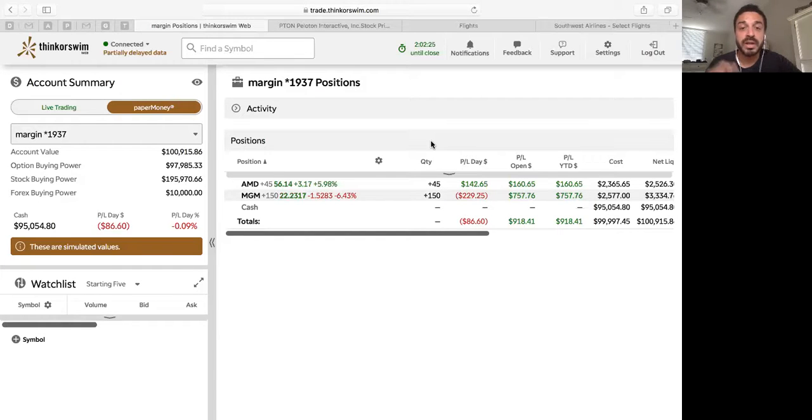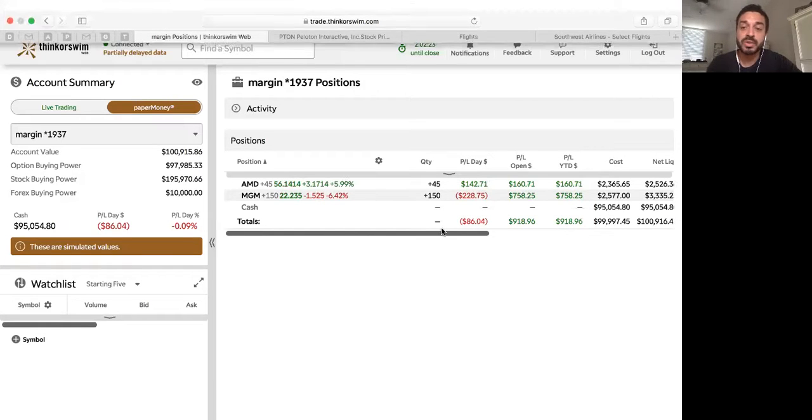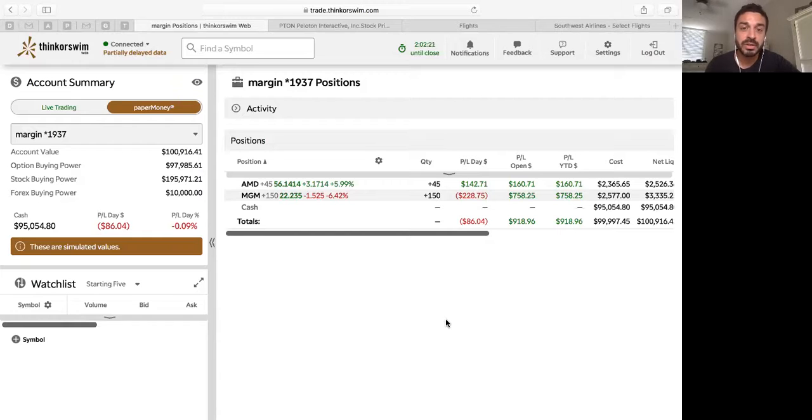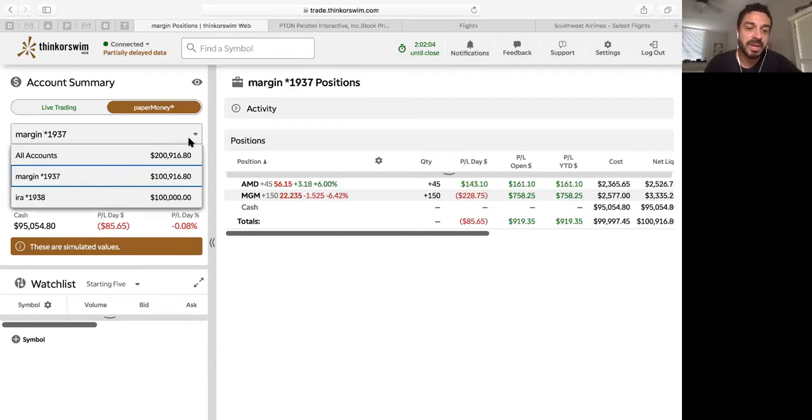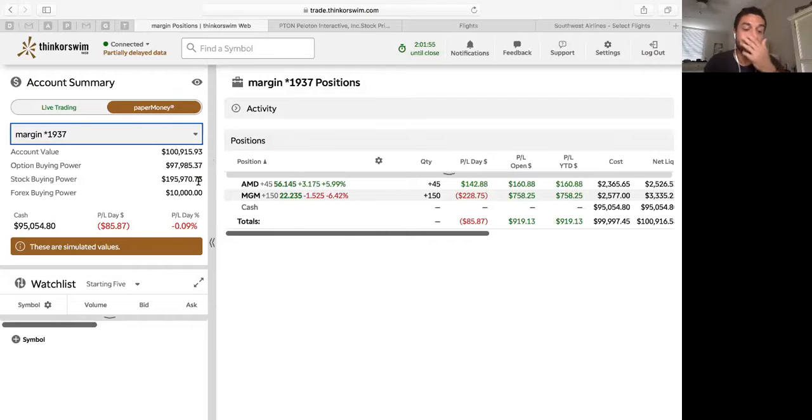So how do you get there? Go to trade.thinkorswim.com. If you're a new trader, especially a swing trader, I think this is going to be great for you. And I think this makes a whole lot of sense. So if you don't already have a TD Ameritrade account, create an account on trade.thinkorswim.com and then click on paper money. And you're going to start with a $100,000 balance. You can click on the margin account, and then it'll be set up something like this.